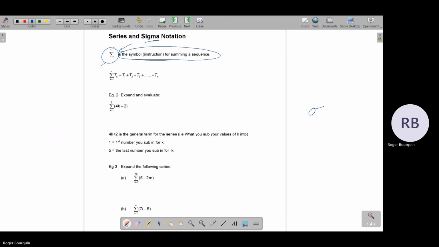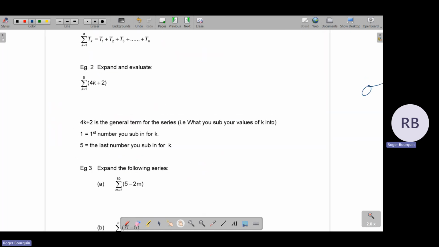in the sequence. So in this particular notation, the value of each term, that's an individual term. That's term K. That 4K plus 2 is an individual term. So we say 4K plus 2 is a general term. In other words, what you're going to sub your values of K into. This bottom number here, in this case K equal to 1, is the first number you're going to sub into K.